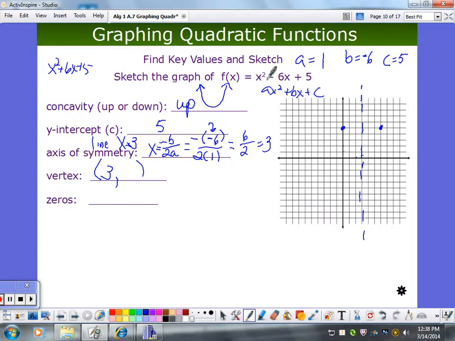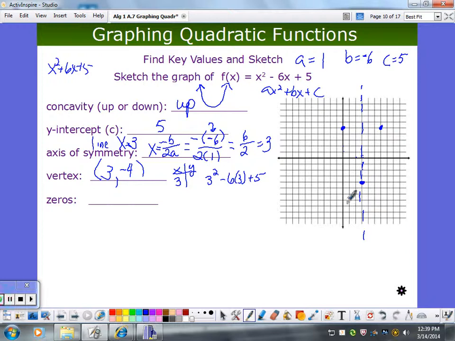Plug it in to this. Right? It's like having a little mini xy table. That's 3, so I'm going to do 3 squared minus 6 times 3 plus 5. That's 9 minus 18. Negative 9 plus 5. There we go. 3, negative 4. So I'm at 3. 1, 2, 3, 4.